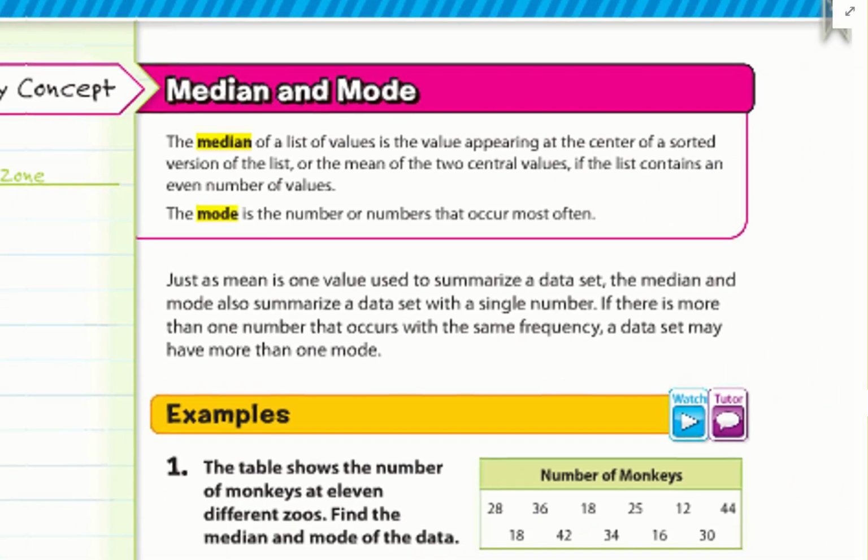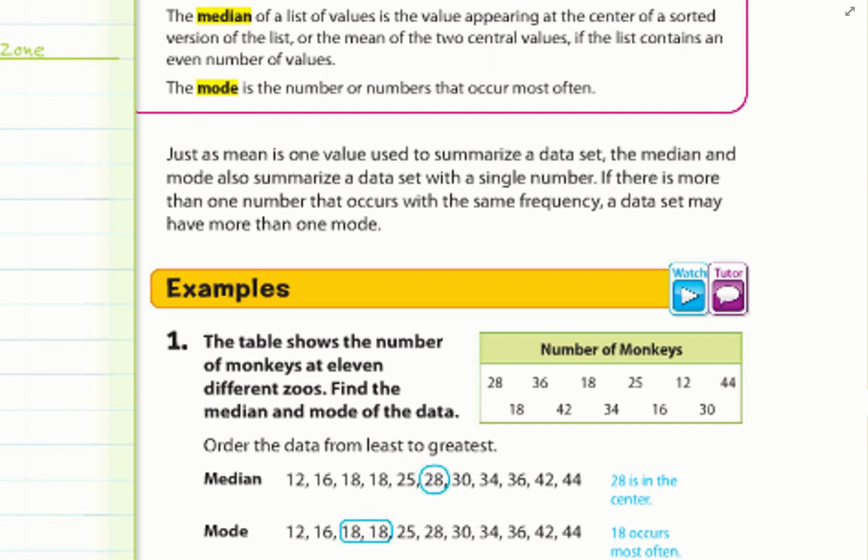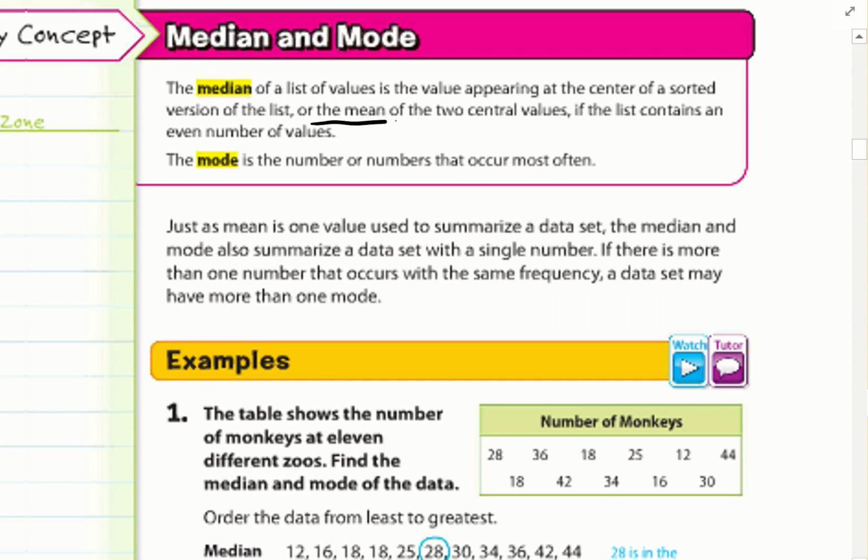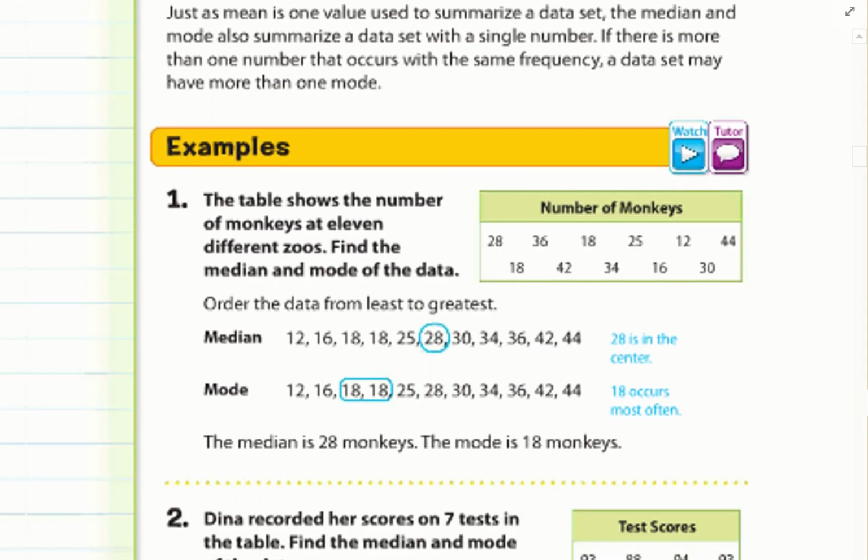So median and mode. The median of a list of values is the value appearing at the center of the sorted version of the list, or the mean of the two central values if the list contains an even number of values. The mode is the number or numbers that occur the most often. I'm going to explain "the mean of two central values." That is when there are two numbers in the middle, and we'll go into that pretty soon.